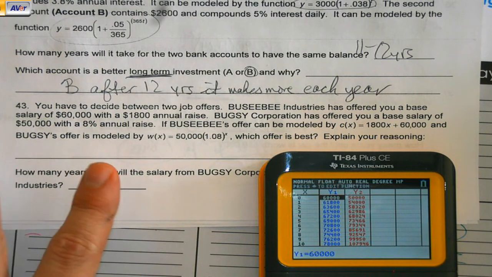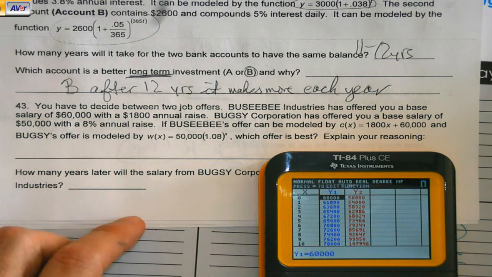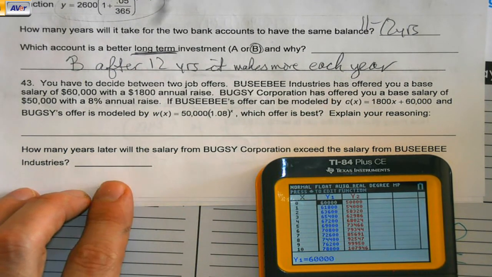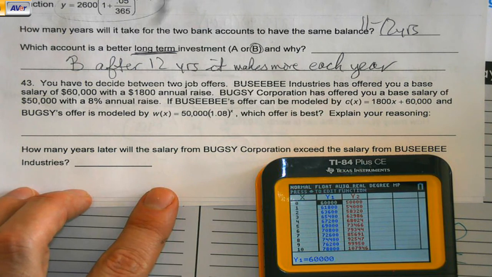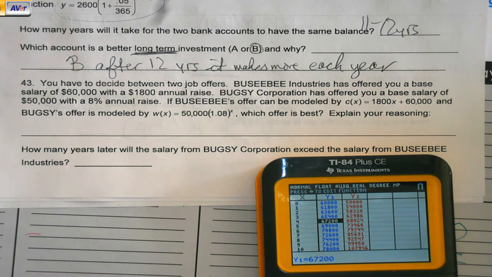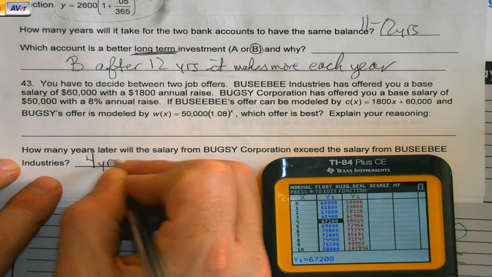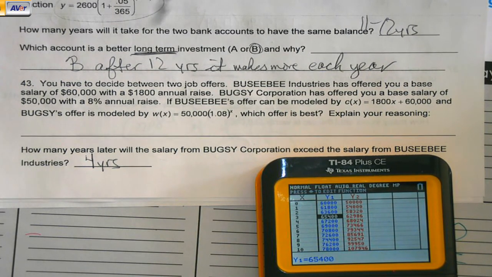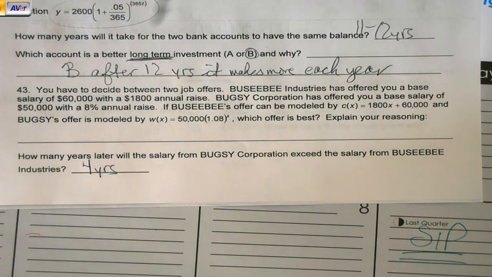Now, yes, at the start, Busy Bee is making a lot more money. But I noticed the question down here at the bottom. How many years later will the salary from Bugsy, column 2, exceed the salary from Busy Bee, column 1? So I start to look. It doesn't take long. By the time I hit year 4, column 2 is bigger than column 1. So it doesn't take that long, and all of a sudden, Bugsy is more.